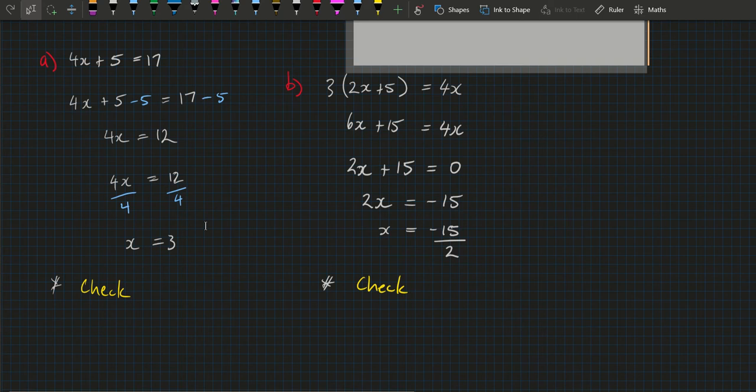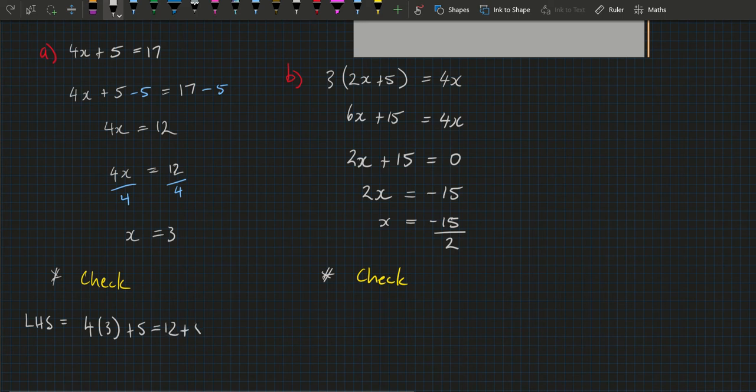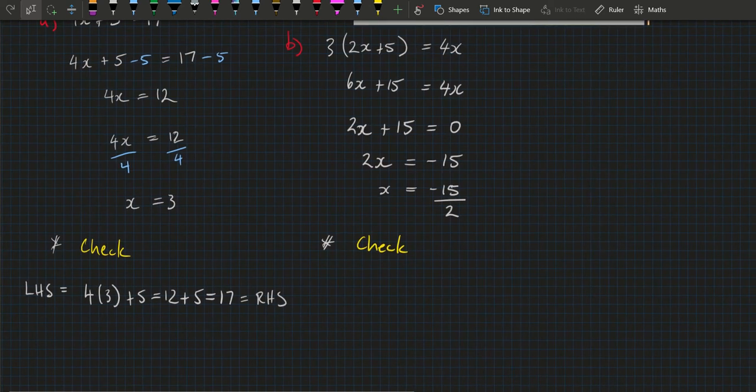All right, so in the end I've come down and I've figured out that x is equal to 3. So if I'm going to check that, I know what my right-hand side is, 17. I don't want red, I want this white. So left-hand side equals 4 times 3, okay, x is equal to 3, plus 5 equals 12 plus 5 equals 17, which equals the right-hand side, okay? So my left-hand side equals my right-hand side, so I have to be correct.